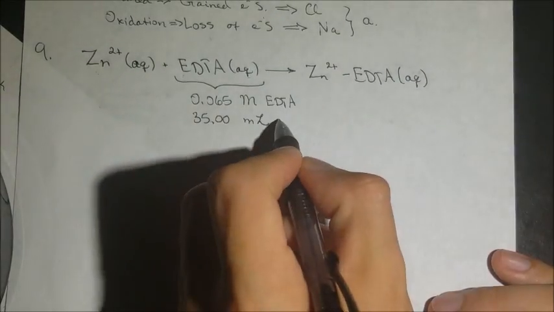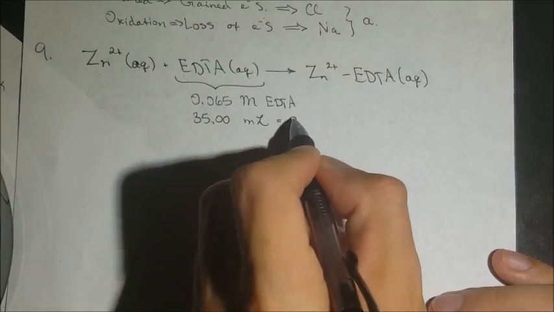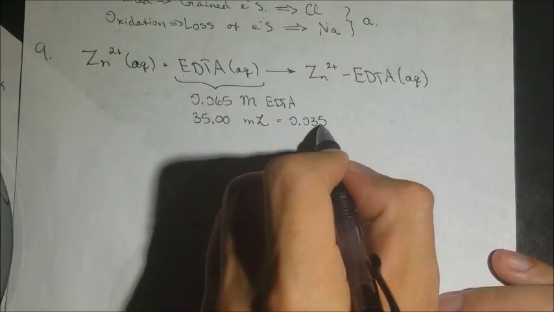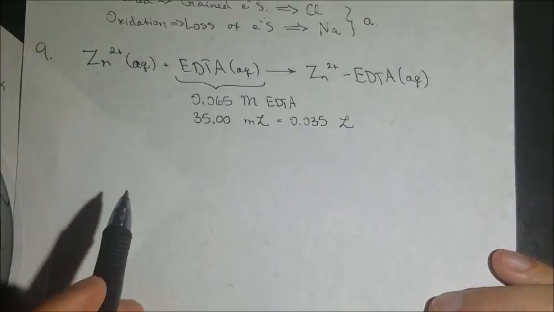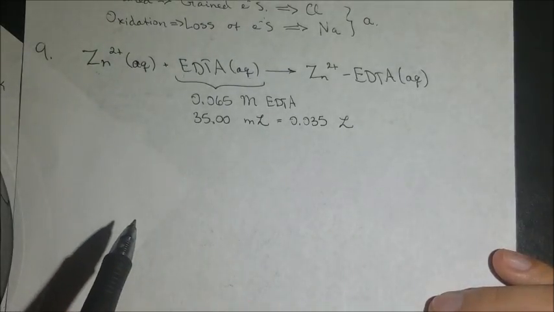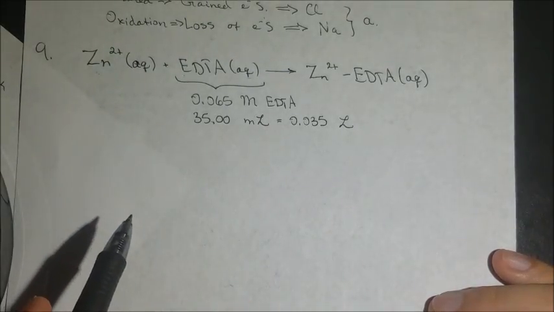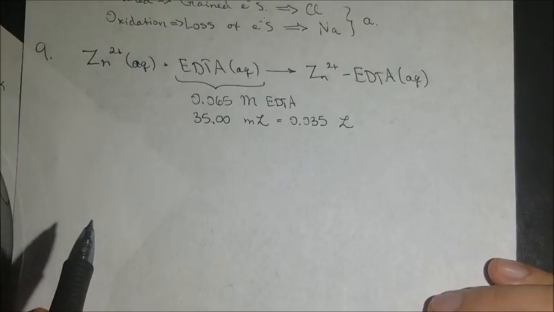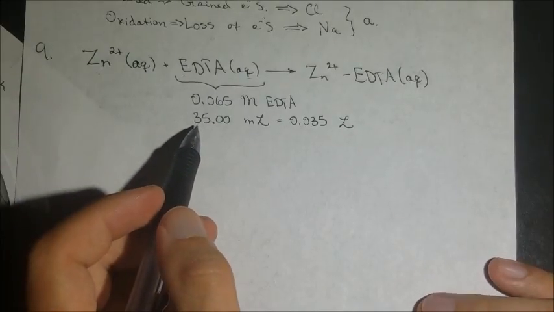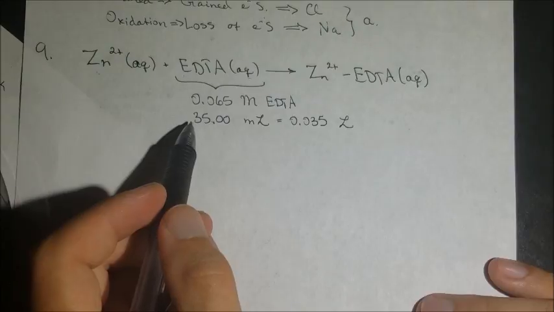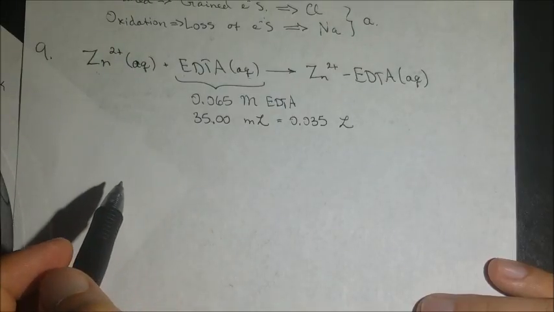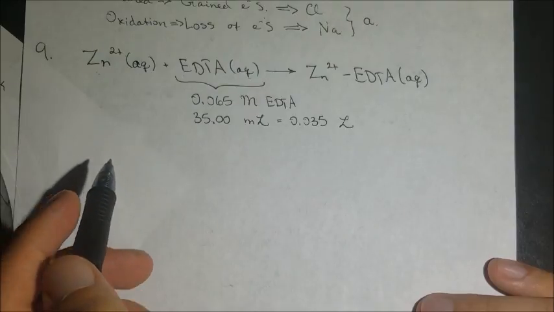So here we have a volume. Let's go ahead and take this and convert it into liters, so that now we can use the molarity equation to figure out how many moles of EDTA we needed to dispense in order to bind up all of the zinc. That I think is a better way to put it.